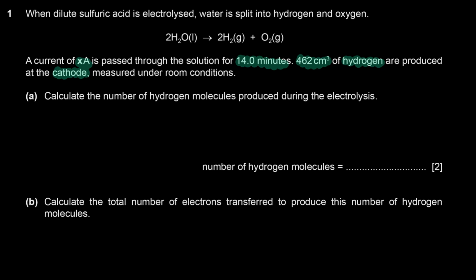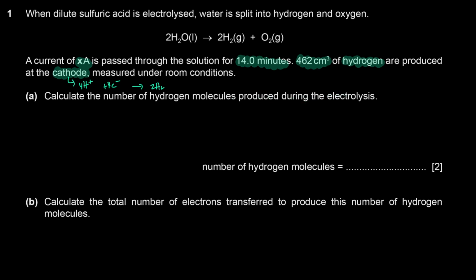Remember, at the cathode we have reduction taking place. So hydrogen is reduced at the cathode. And obviously here, since we're producing 2 hydrogens, I'm going to write it over here. This is the half equation for the cathode. Reduction, or gain of electrons, is taking place at the cathode. And this 462 centimeter cube of hydrogen gas is measured under room conditions. Calculate the number of hydrogen molecules produced during the electrolysis.